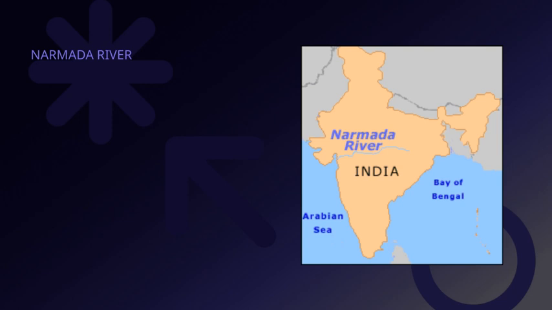These projects aim to provide irrigation, hydroelectric power, and water supply, which are crucial for regional growth. However, they also raise important questions about environmental impact and displacement. So, as we discuss the Narmada River, keep in mind how it exemplifies the balance between development and sustainability. It really ties into our overall theme of managing natural resources responsibly.